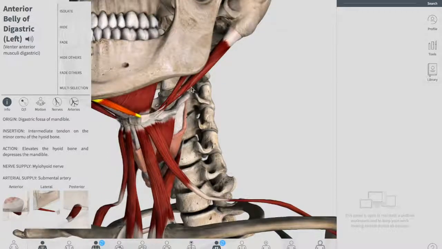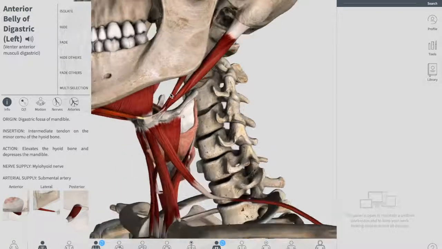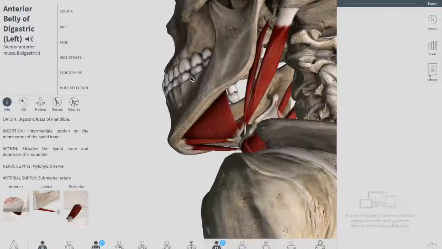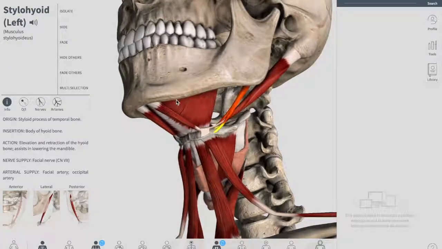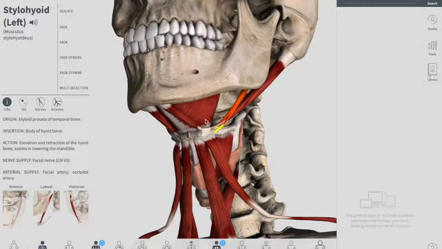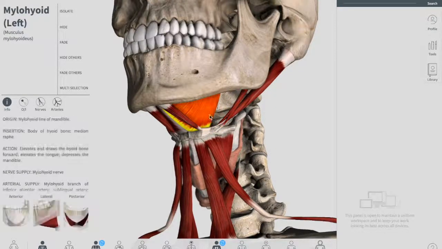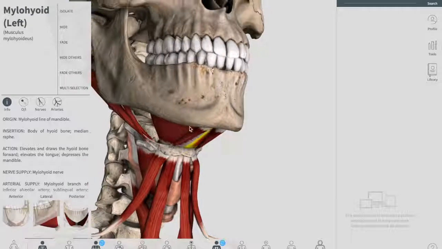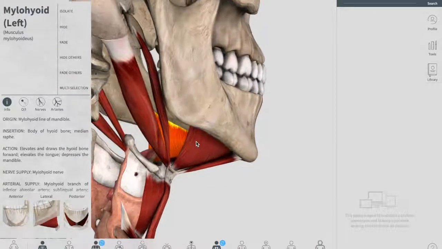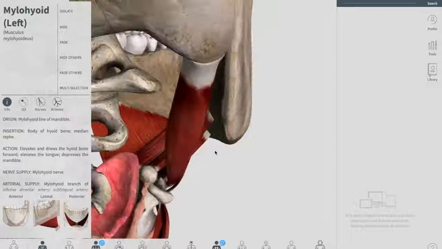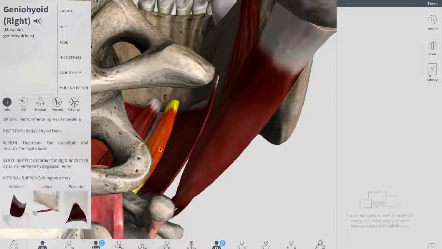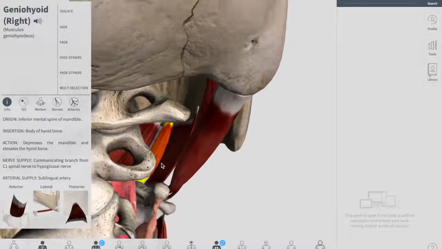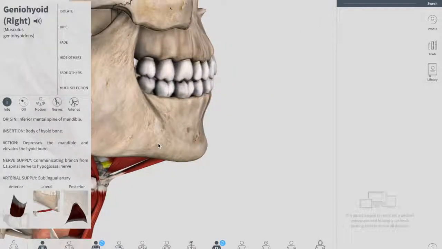Then we've got S, which stands for stylohyoid. That probably means it comes from the styloid process up to the hyoid bone. So this is your stylohyoid muscle. After that we have M, which stands for mylohyoid. So this is your mylohyoid muscle. And after that we have G, which is geniohyoid. If you look inside from the posterior view, this is your geniohyoid muscle. This is the right geniohyoid muscle. So these are the suprahyoid muscles.